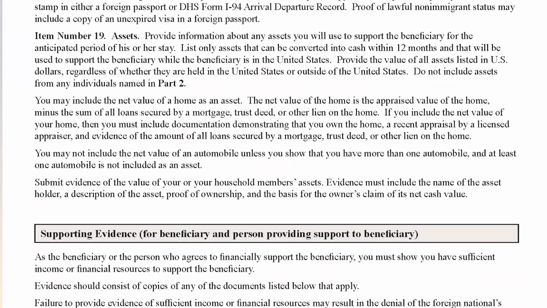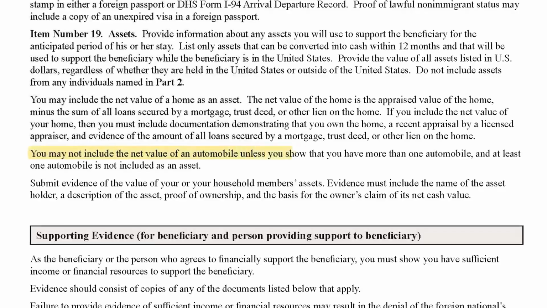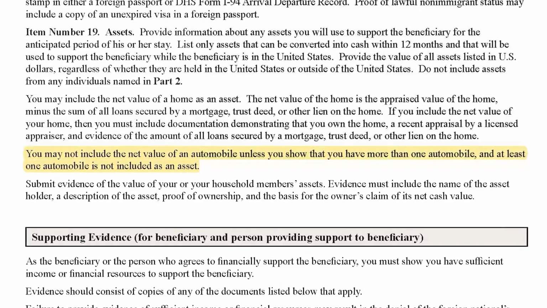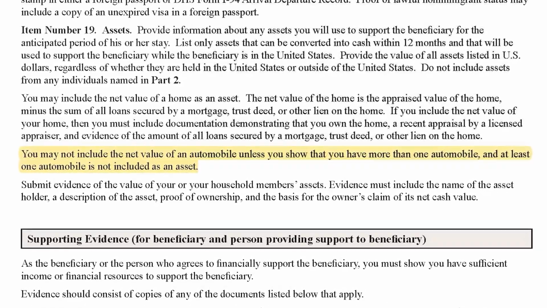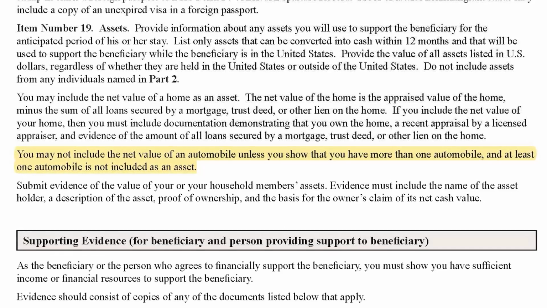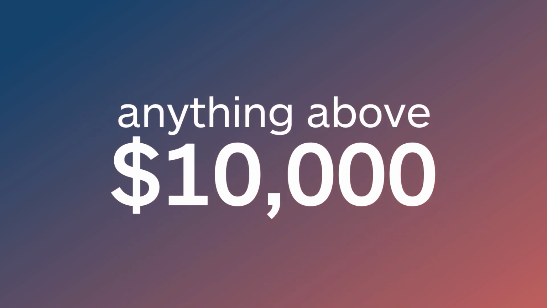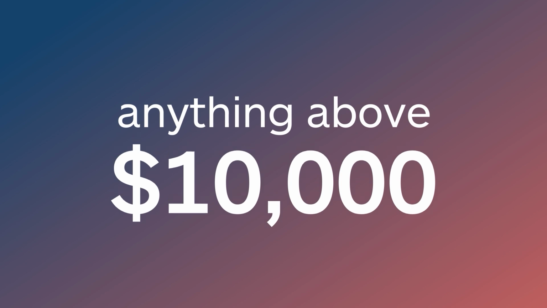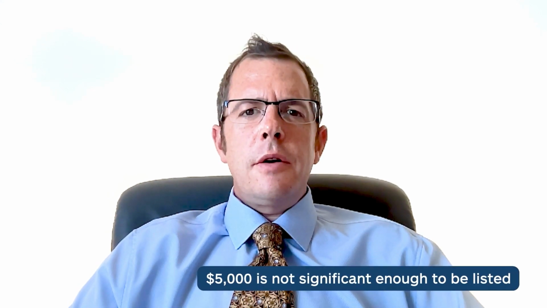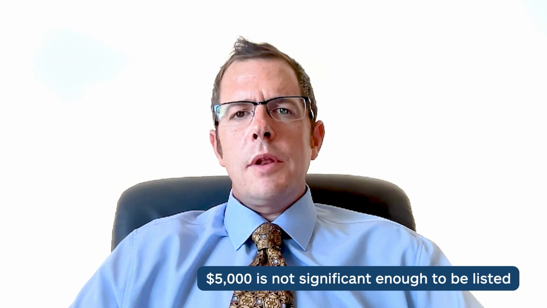First of all, the instructions say the first car can't be included, only a second car. But again, are you going to get your car appraised? Is your car worth that much? Who knows? Okay, cash, stocks, stuff like that can be listed if it's significant. I would say anything above $10,000 can be listed. It's super easy to verify, and so you can include evidence of that. But $5,000, something like that, it's not significant enough to even probably warrant listing here.